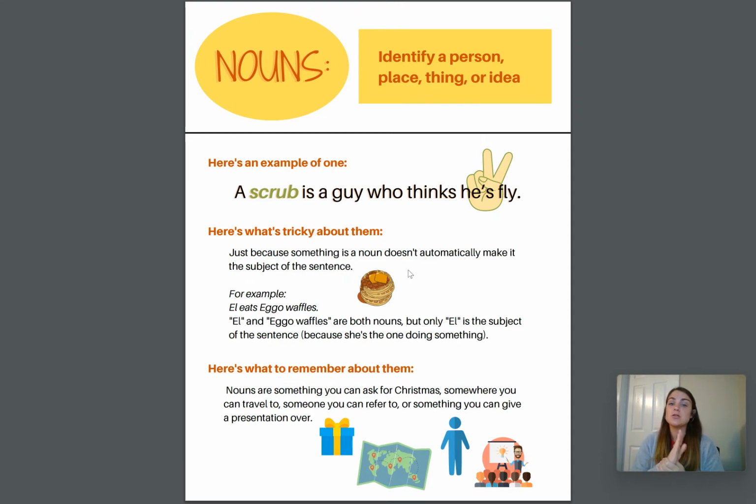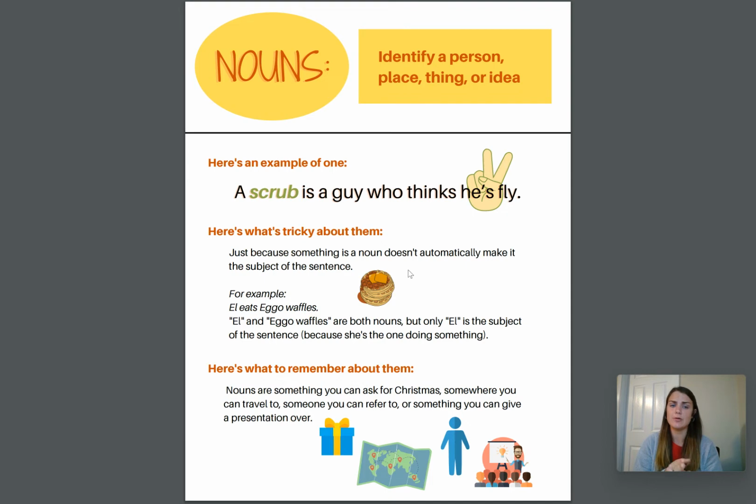Nouns are going to identify a person, place, thing, or idea. So it's the word in the sentence that does one of those things. An example is coming from TLC this time: "A scrub is a guy who thinks he's fly." So scrub, that is the noun of the sentence that is focused on there.